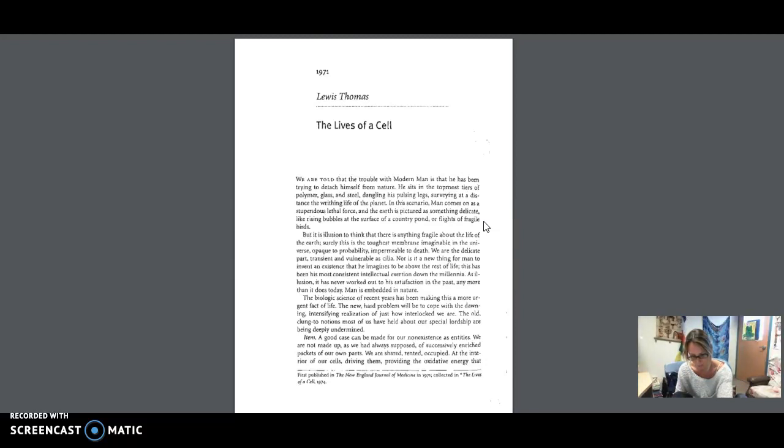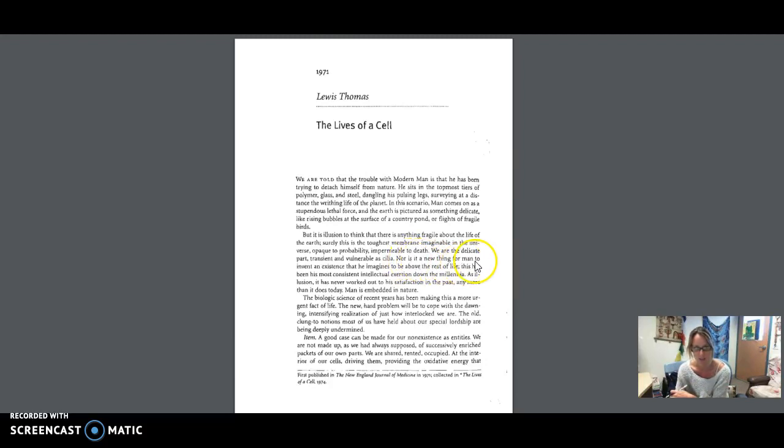Surely it is the toughest membrane imaginable in the universe, opaque to probability, impermeable to death. Yeah, that reminds me of Moana and the land, the earth in that Disney movie, and how strong the earth is. It's this force of nature. We are the delicate part, transient and vulnerable as cilia. I remember learning about cilia in biology. I remember them as being like little hairs.